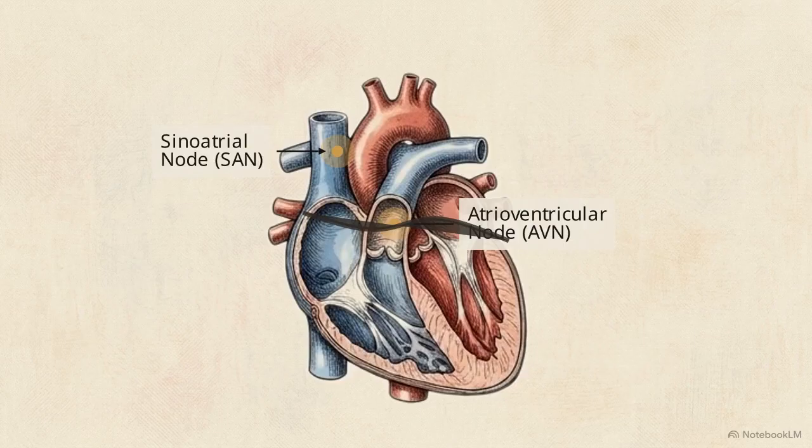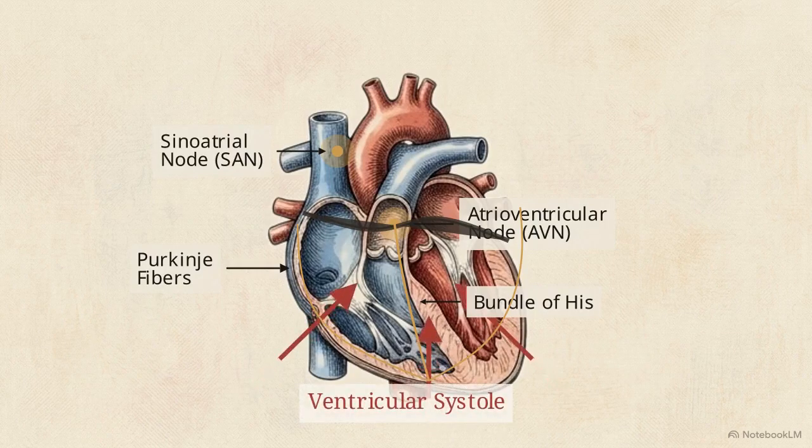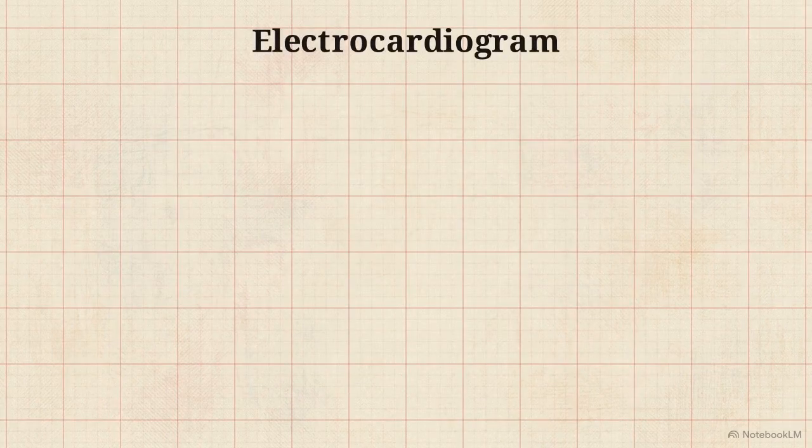The signal then shoots down conductive fibers called the bundle of His, straight to the bottom of the heart. Triggering the signal at the apex forces ventricular systole to occur from the bottom upwards. The ventricles wring themselves out, pushing the maximum possible volume of blood up into the exit arteries. We record this sequence using an electrocardiogram.